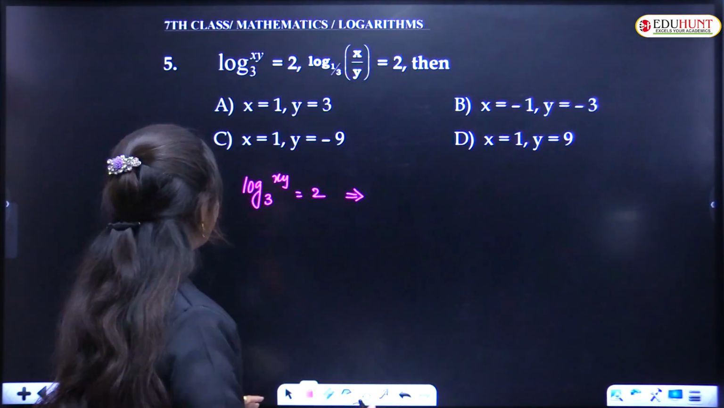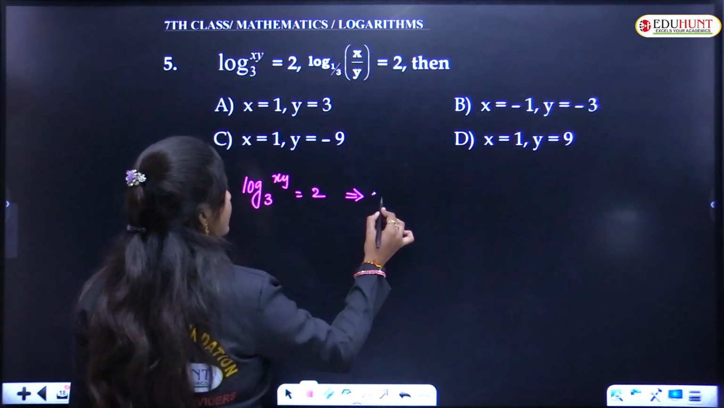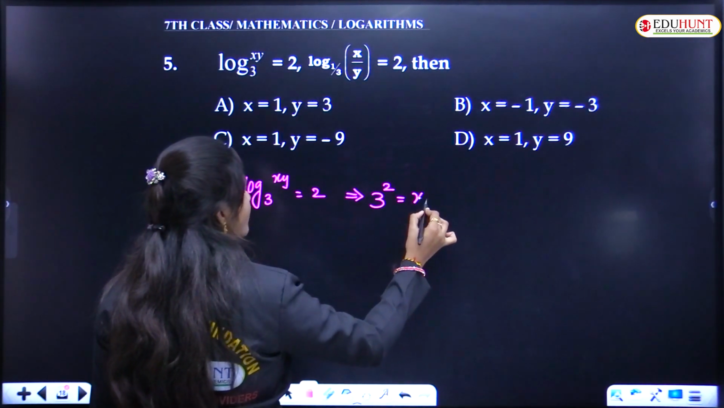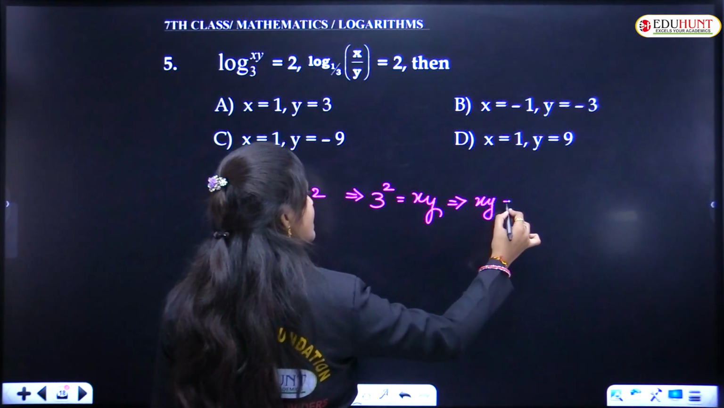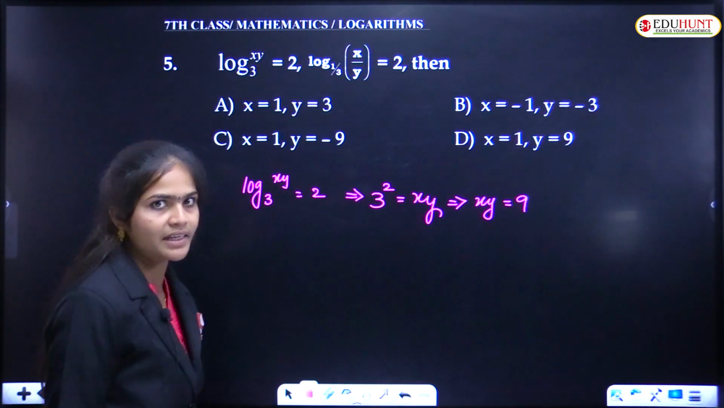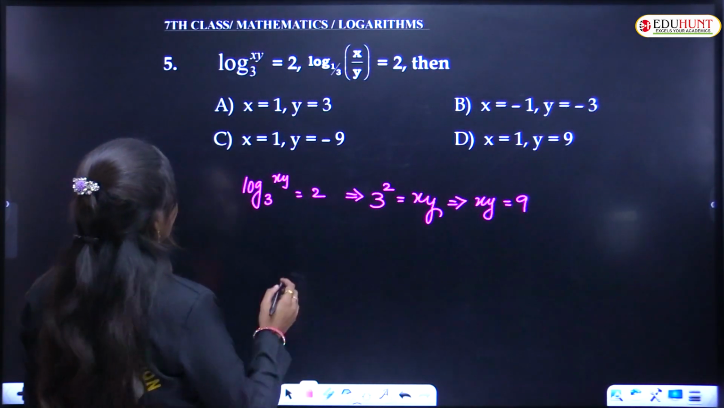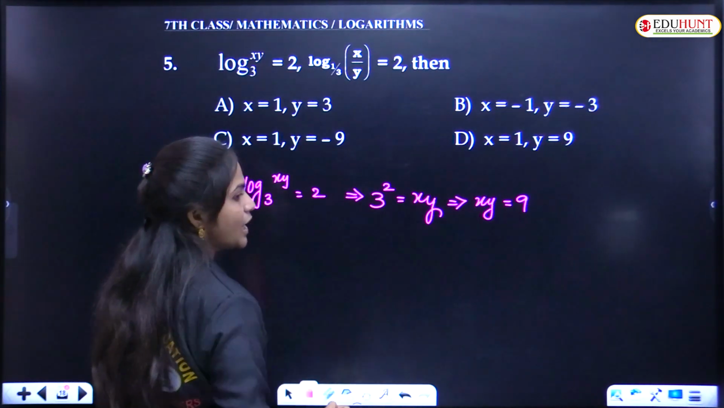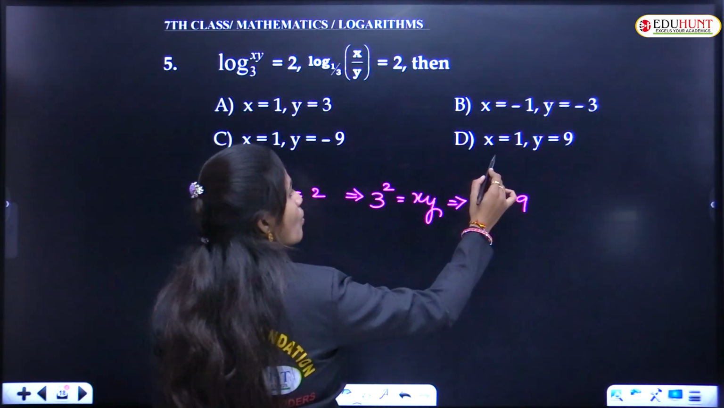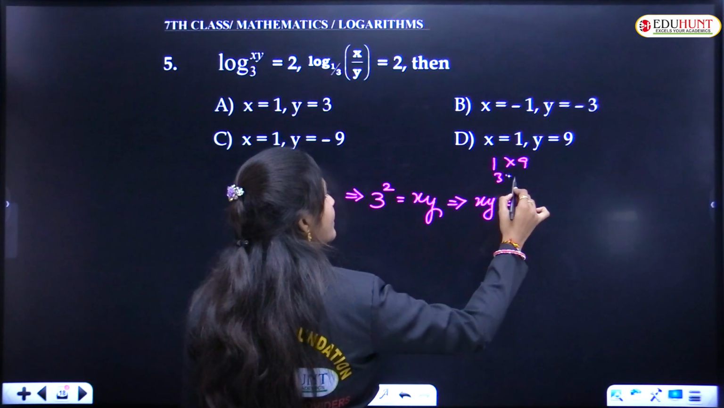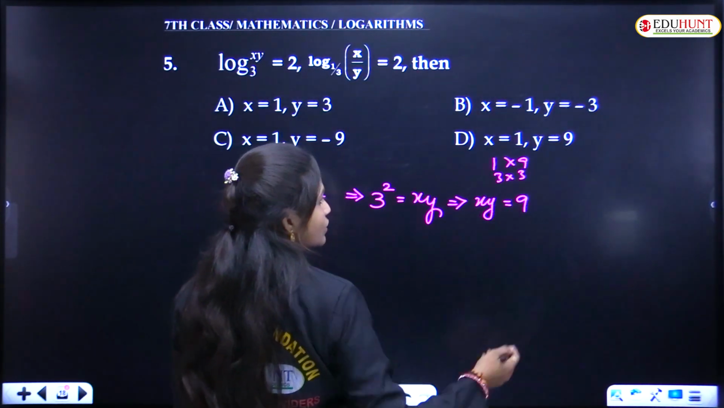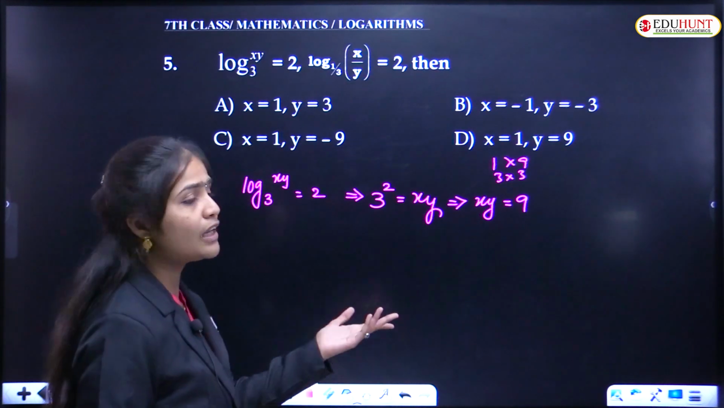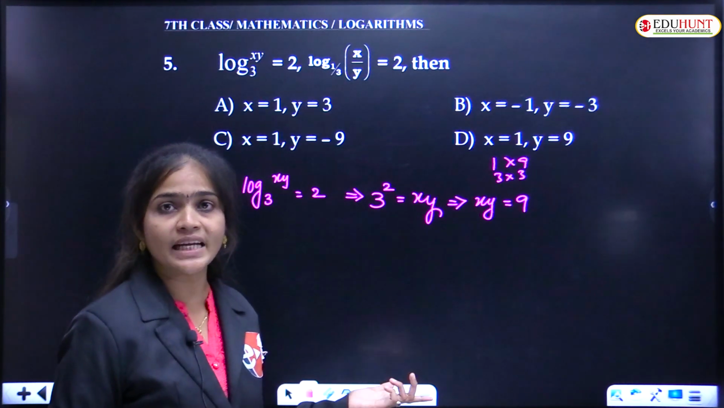So that's why 3 square is equal to xy. We can write this as xy is equal to 3 square, which is nothing but 9. So xy is equal to 9 means we can take so many options. One is 1 into 9, and 3 into 3, 3 3 is 9, or 9 into 1. So there are 3 ways we can find. So what is the value of x and what is the value of y? How can we say that?